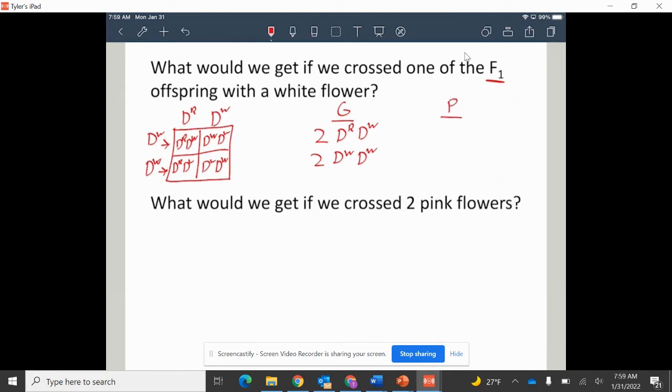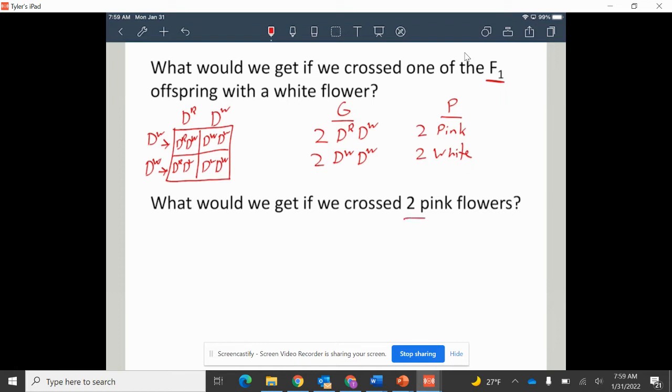Well, how are those flowers going to look? The first two, one red allele, one white allele, makes 2 pink. And DW, DW, white and white makes 2 white. And that kind of makes sense. You cross a pink flower with a white flower, what do you get? You get more pink flowers, you get more white flowers, and that makes sense, right?